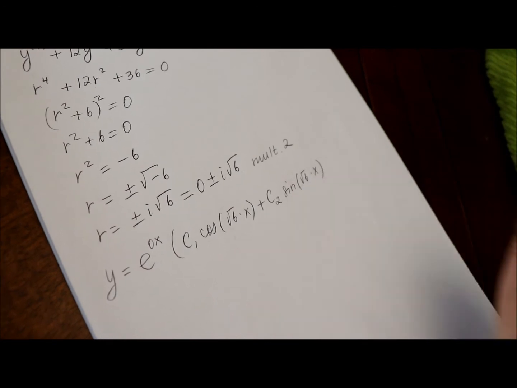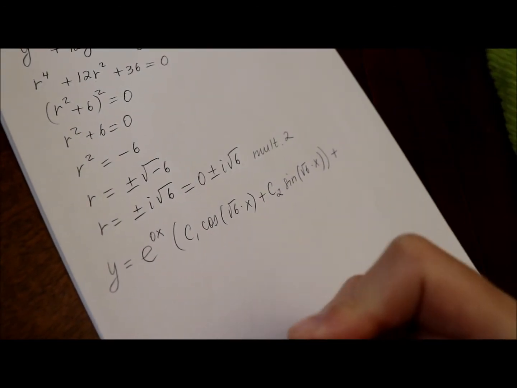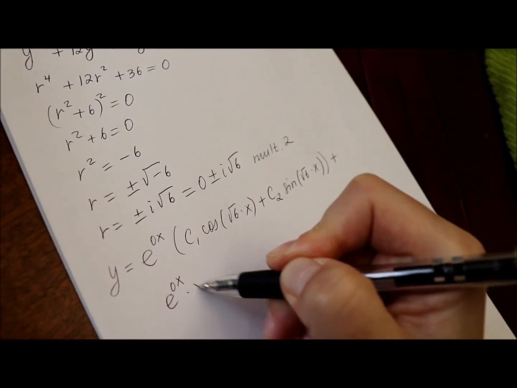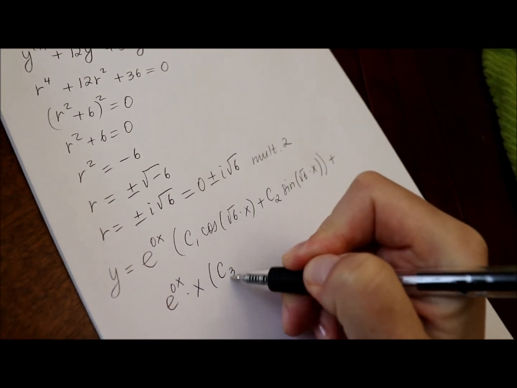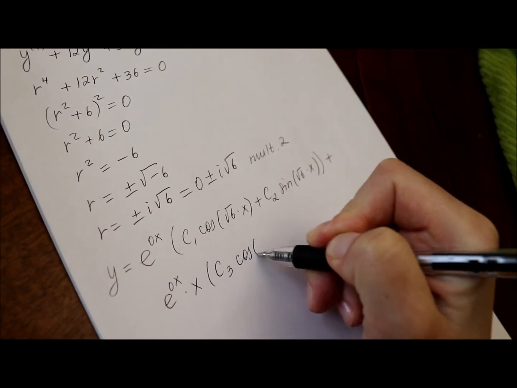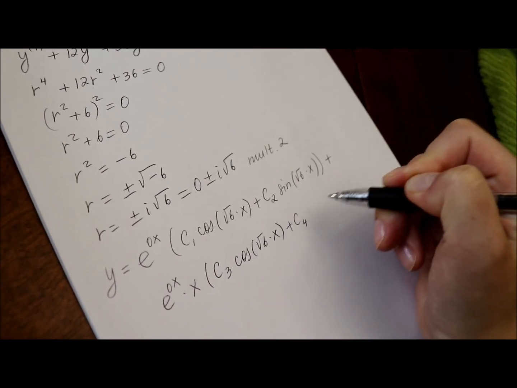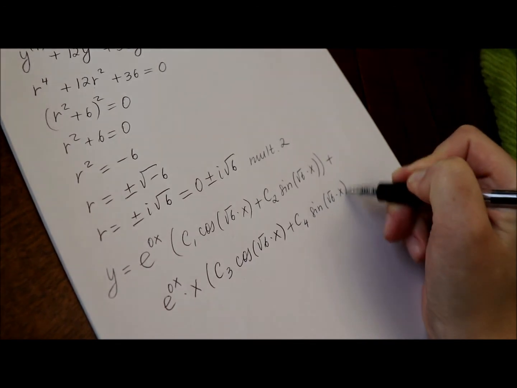Make sure that x is not under the radical. Close parenthesis, plus e to the power 0x multiplied by x, since this was multiplicity 2, times c sub 3 cosine square root of 6 times x plus c sub 4 sine square root of 6 times x.